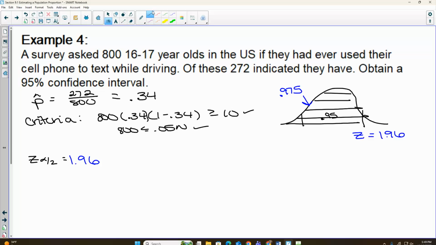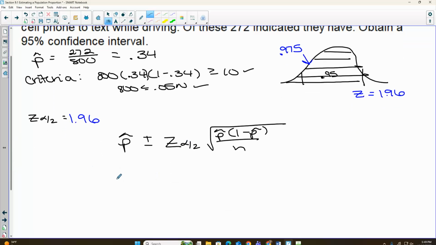So then my confidence interval, you're just following your formula on your formula sheet. P-hat plus or minus Z alpha over 2 times the square root of p-hat times 1 minus p-hat over N. So 0.34 plus or minus 1.96 times the square root of 0.34 times 1 minus 0.34 over 800.